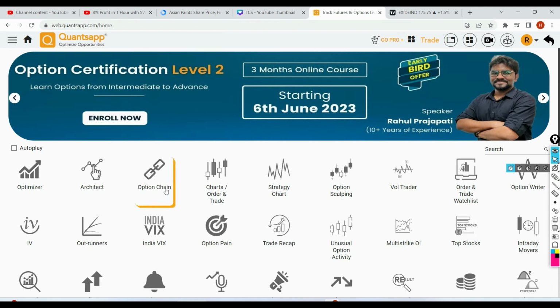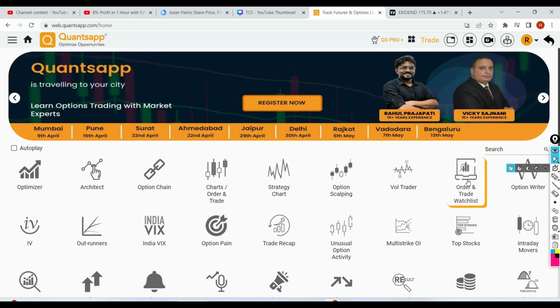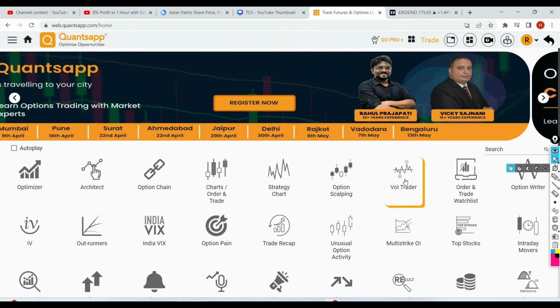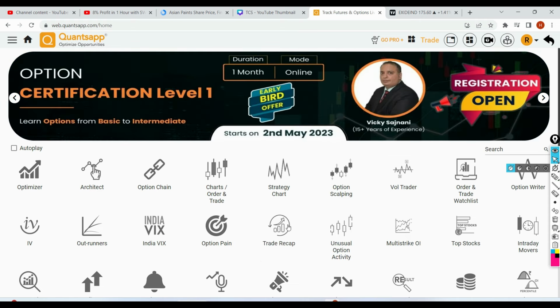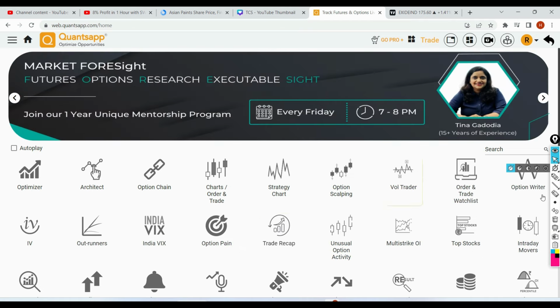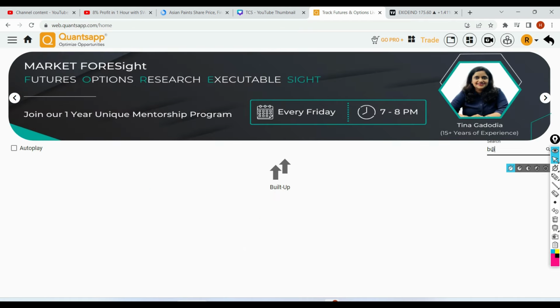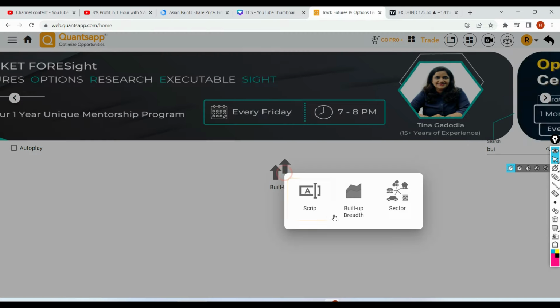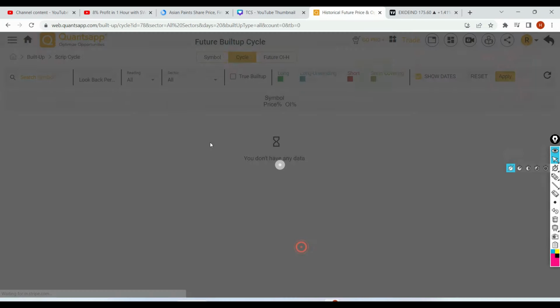These are all the architect of option chain, you have IV, and the order book. I'll make a video on this wall trade, which is one of the great features this tool provides. And trade recap I'll explain to you, and one second, guys, I'll explain the build up one more time. There is one feature, or else I'll make a separate video on what happens with the build up.